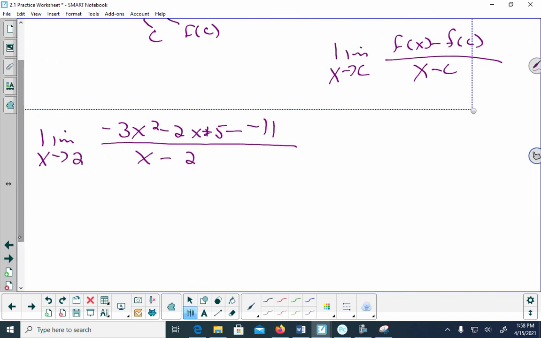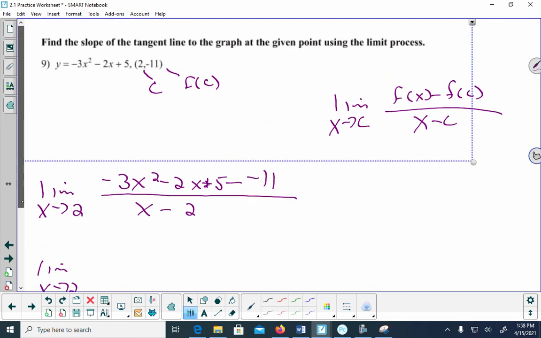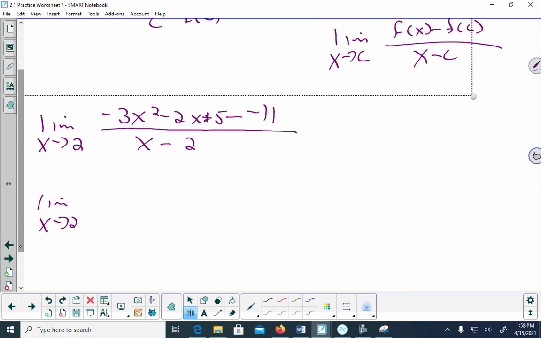Then I'm going to simplify, so I'm going to have, still taking the limit as x approaches 2. And this is only going to give me the derivative at 2. It's not going to give me the formula for the derivative. It's just very specifically going to give me the derivative at 2, or the slope of the tangent line at 2, however you want to think about it. So I'm going to take negative 3x squared minus 2x, and then the 5. So this will be plus 16 all over x minus 2.